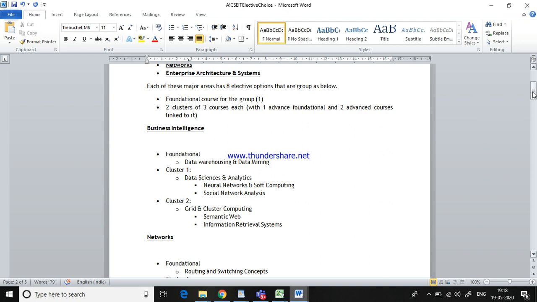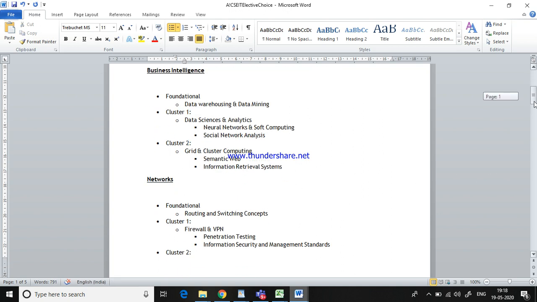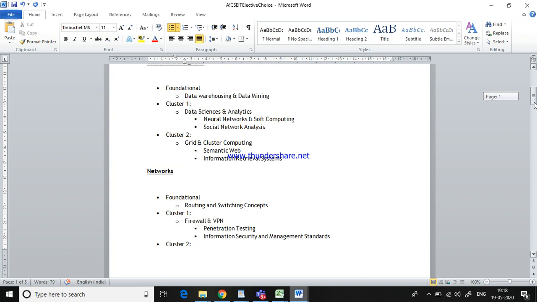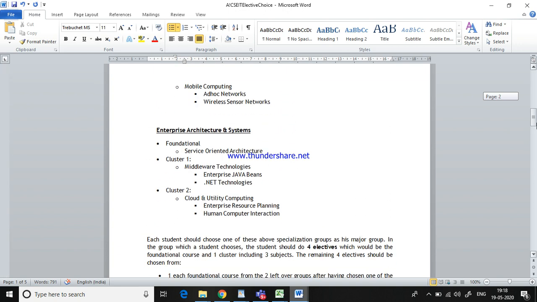And we have a foundation group, a major group in which there is a foundation course. For example, for this business intelligence, you have this as the foundation course. And you have 2 clusters, each having 3 courses. Among this, one is the advanced foundational course and the 2 are the advanced courses. You have essentially business intelligence group, networks group and enterprise architecture and systems group.